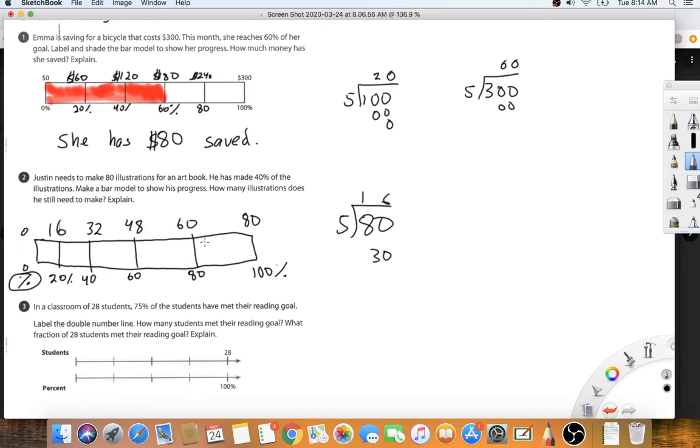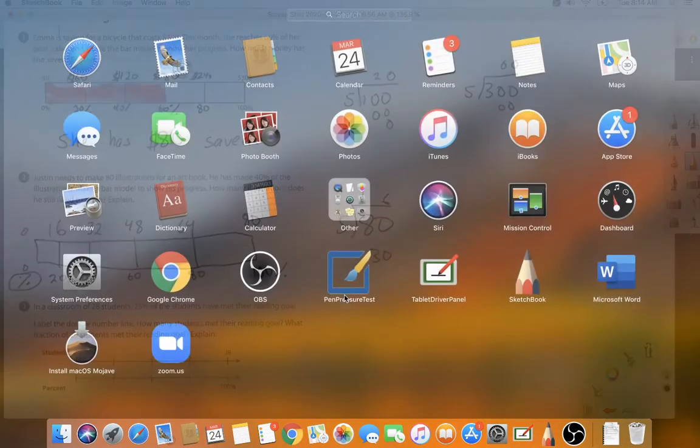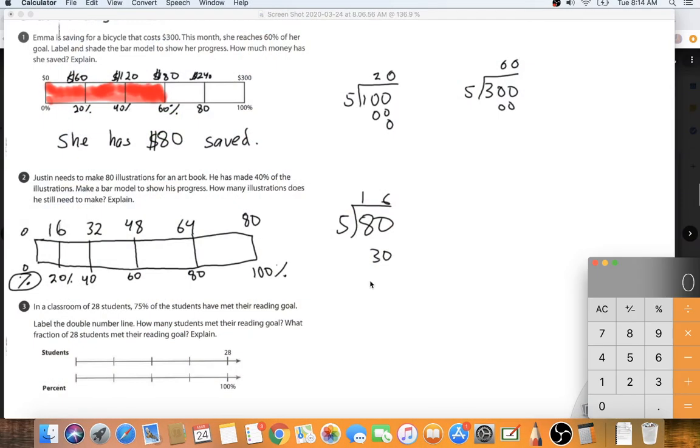See, that still doesn't work. I did that math wrong then. 16, 32, 48. Oh, I added it wrong here. So 48, 16 plus 48, 64, and then 80. And if you can't do that in your head, sorry, like I did, you can use a calculator. So you can do 16 plus 16, 32 plus 16, 48, 64, and 80.